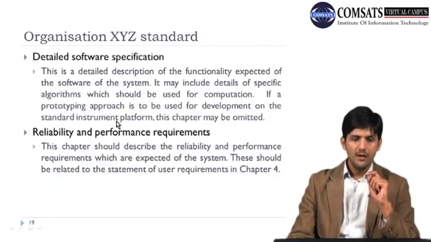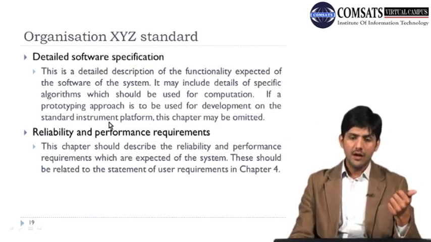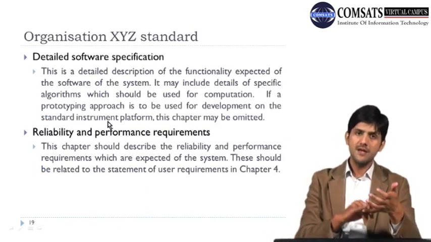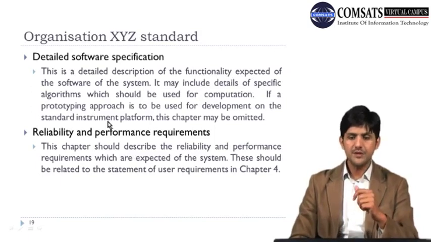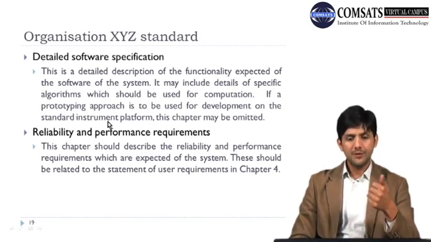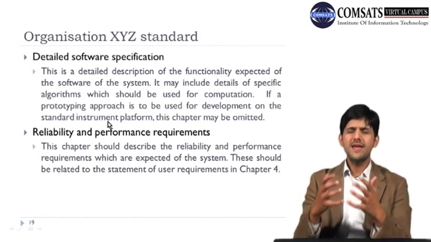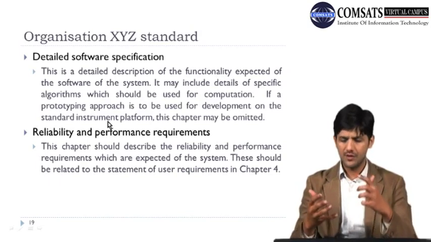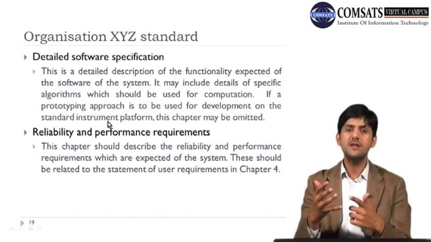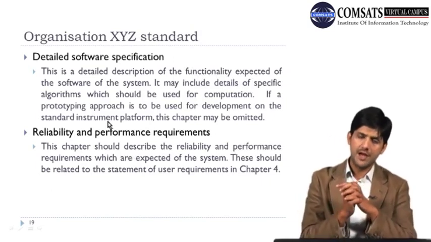And then this organization has a detailed section on software specification, where they try to put all the functionality which is expected from the software. It may include details of specific algorithms which should be used for computation. If a prototyping approach is to be used for development on the standard instrument platform, this chapter may be omitted. So again, they have a special section on detailed software specification, and we have functional requirements in it. And they also say that if there are certain algorithms which are going to be used for certain kinds of computation, then they also put that in there.